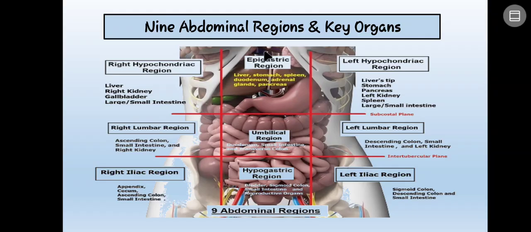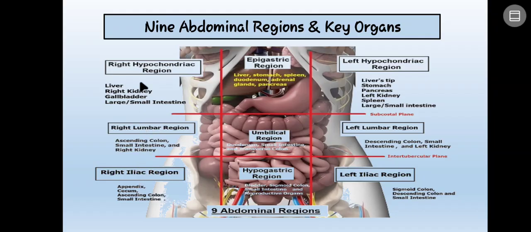Then you go further to learn the middle ones. So hypochondriac region, that is from the top. Hypochondriac, the lumbar, and then the iliac. That is HLI. Hypochondriac region, the lumbar region, and then the iliac region.